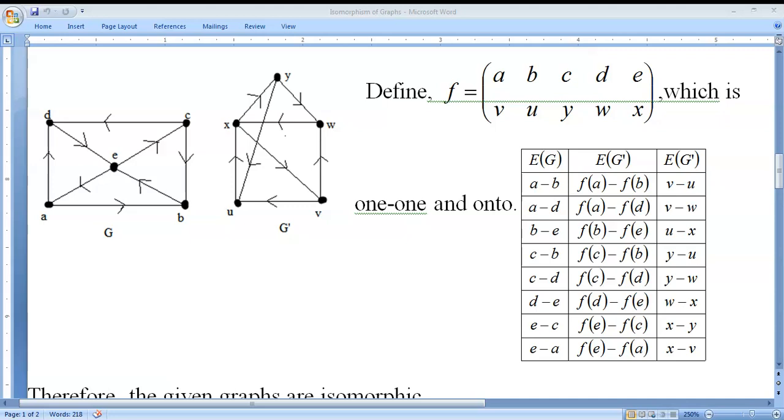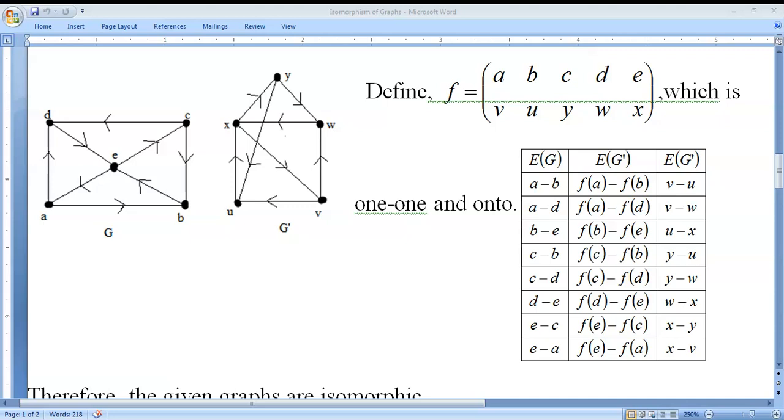Okay, so A, B, C, D, E are the vertices of the first graph. It can be considered as the domain of the function. V, U, Y, W, X are the vertices of the second graph. Okay, that collection can be taken as the codomain of the function.